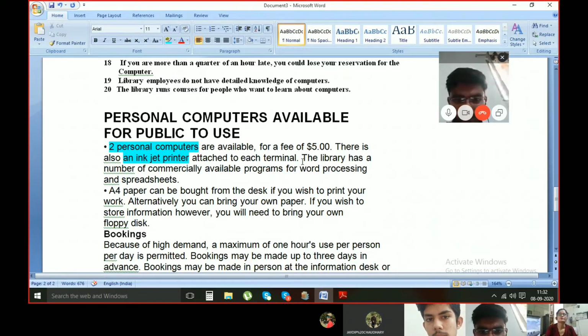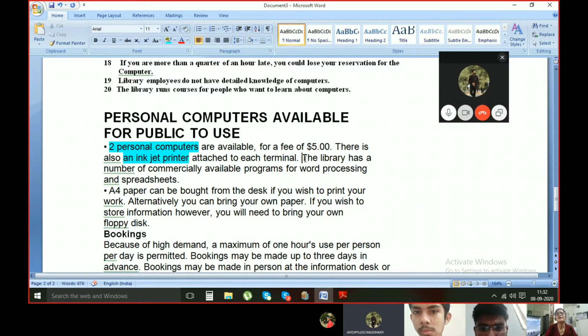Ma'am, A4 paper can be bought if you wish to print your work. Yeah, very good, very fast. Alternatively, you can bring your own paper. If you wish to store information, however, you will need to bring your own floppy disk. Okay, so it means you need to bring your own floppy disk. You have to bring your own floppy disk.